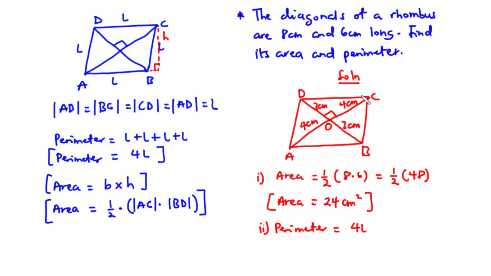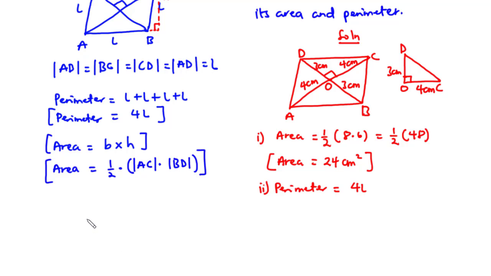So we can redraw this triangle in this form. So we have D to be at this point. This is O, and then we have C. OD is 3 centimeters. OC is 4 centimeters. And then we have this angle to be 90 degrees. So we are going to find the length CD, which happens to be one of the sides of the rhombus. Now, after finding this value, we are going to multiply it by 4 to get the perimeter.